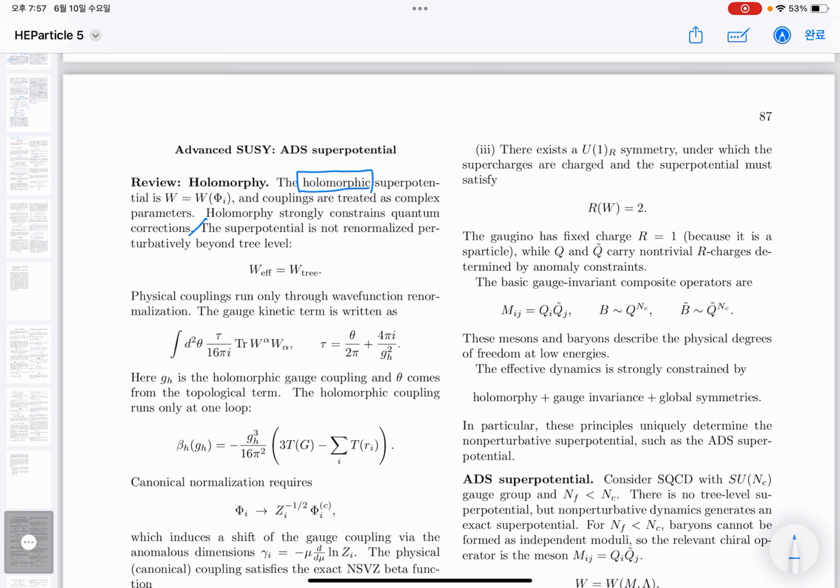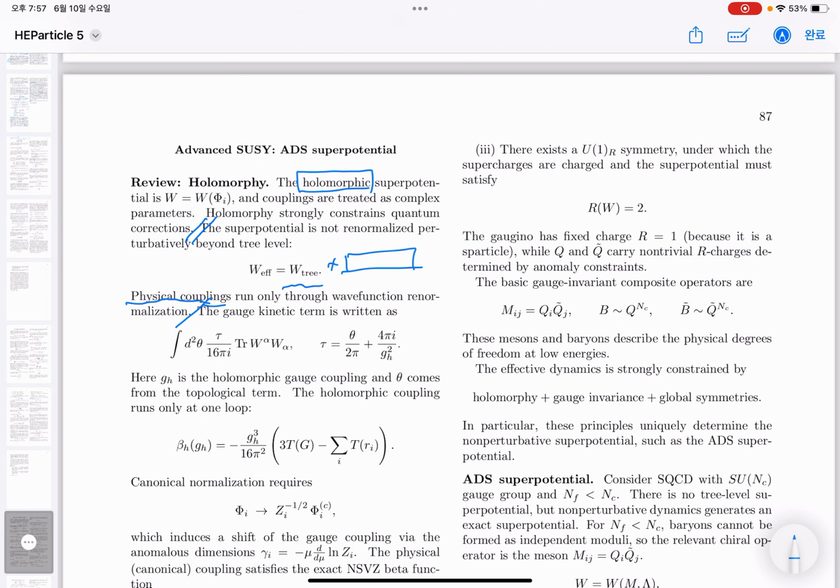For example, there is a non-renormalization theorem for the holomorphic superpotential. There is no additional loop correction beyond the tree level. And also, the physical couplings for the holomorphic superpotentials run only through the wave function renormalization.